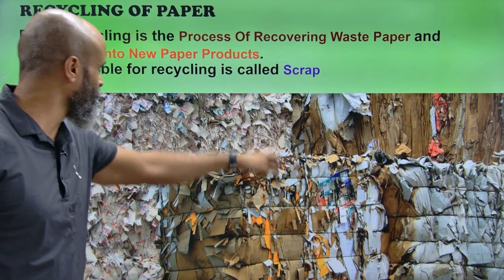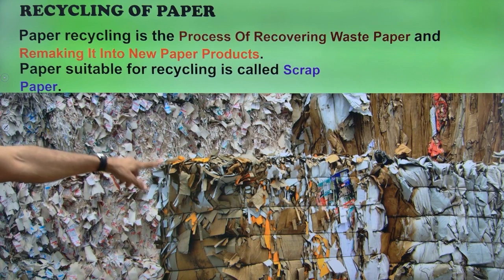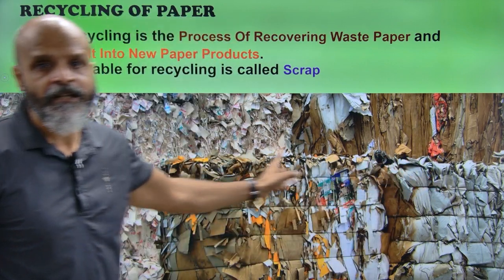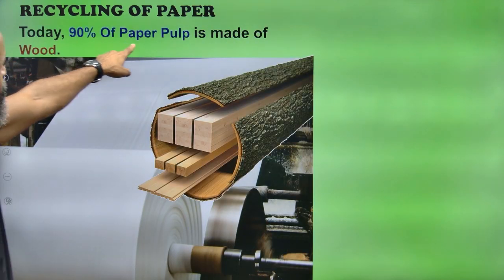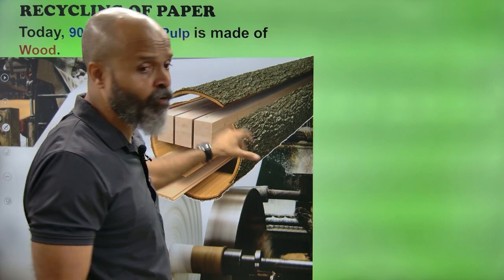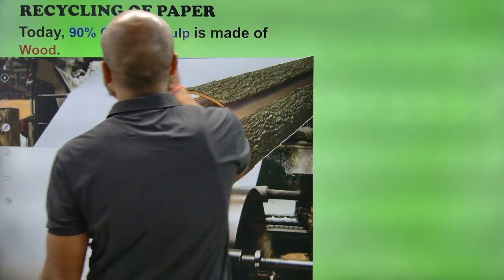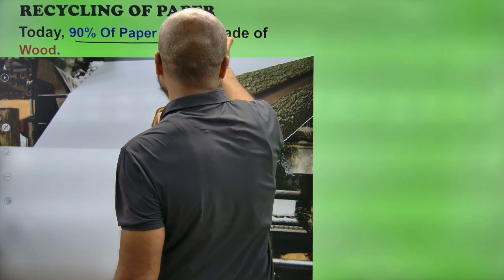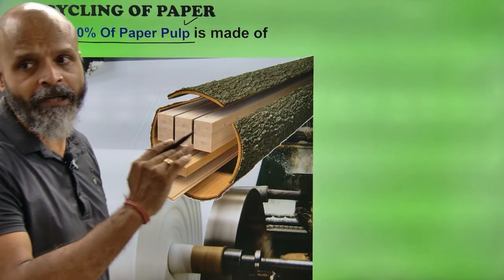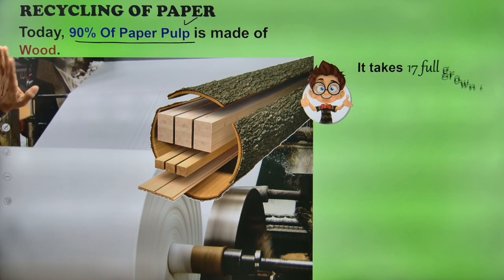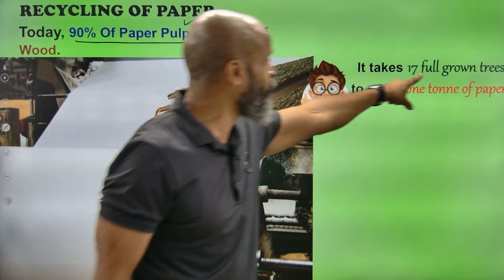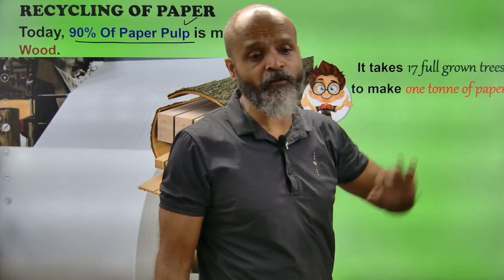So paper suitable for recycling is called scrap paper. So this is basically scrap paper. It is specially suitable for recycling. And this scrap paper today, 90% of paper pulp is made up of wood. Now this is dangerous, okay. Paper pulp is basically made up of wood. There are so many trees that are being cut, okay, to make paper pulp, and especially it takes 17 full grown trees to make 1 ton of paper.